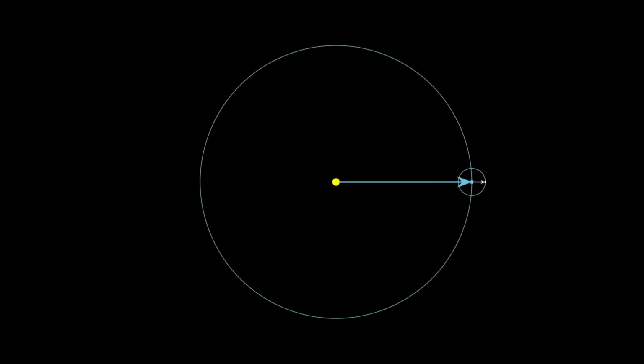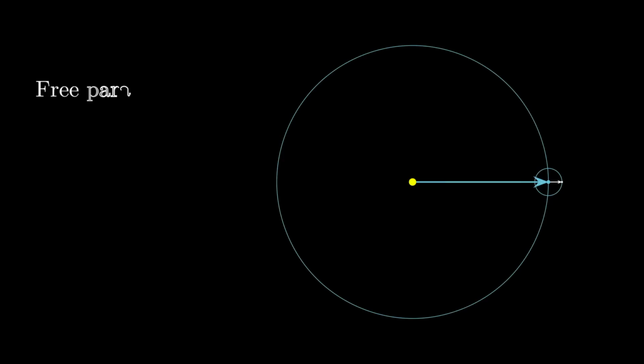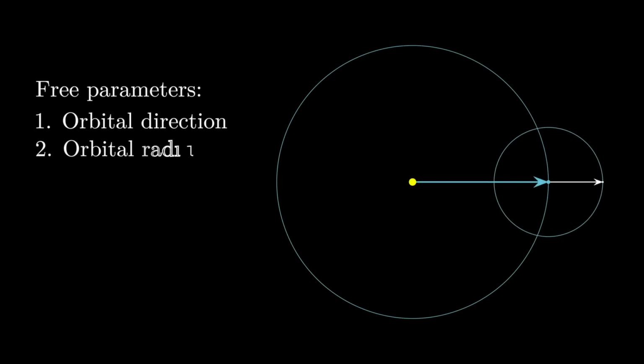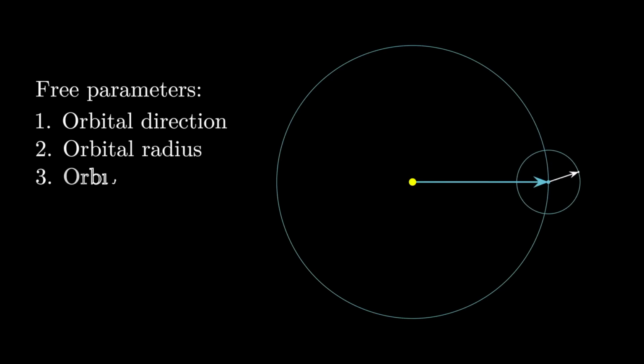In general, when considering a moon's trajectory around a star, four parameters are needed to uniquely specify its path: the orbital direction around the planet, the distance between the moon and the planet, the number of times the moon circles the planet in a year, and the initial angle or phase of the moon.